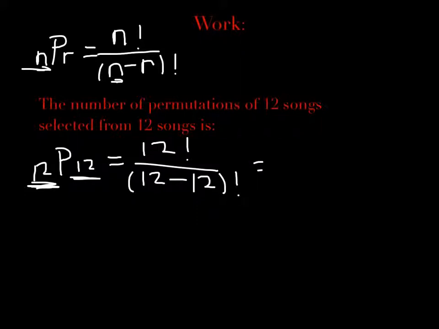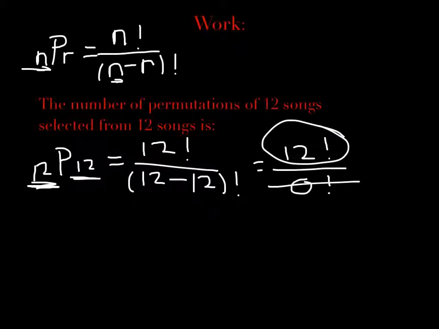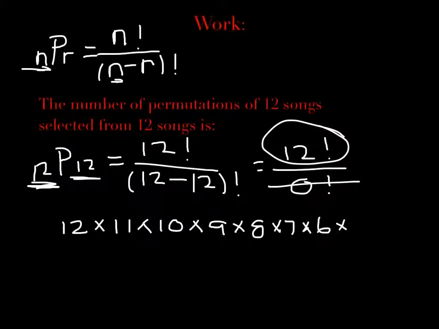Once we simplify that, we come to find out that it simplifies to 12 factorial over 12 minus 12, which is 0 factorial. So basically that cancels out, and we're left with expanding the 12 factorial. Now we're going to expand it, which is 12 times 11 times 10 times 9 times 8 times 7 times 6 times 5, and so on. So we'd have to multiply all of that. I suggest you get a calculator, as I am.